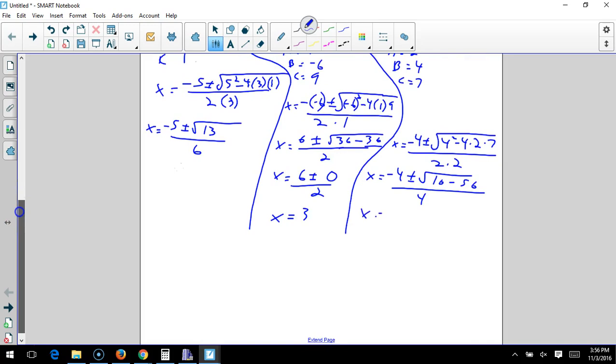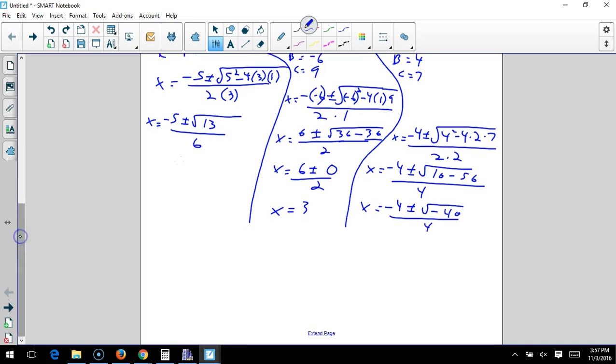Well, look what we're going to end up with. X equals negative 4 plus or minus the square root of a negative number, negative 40, over 4. So there's still lots to do here. We need to simplify. Now, negative 40 is negative 1 times 4 times 10 over 4.